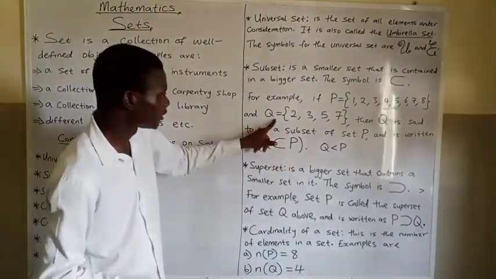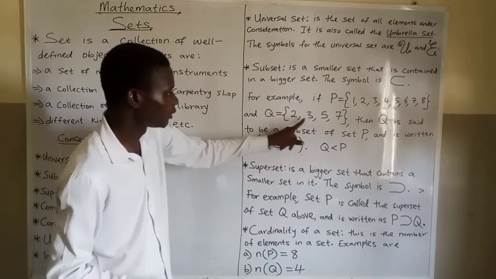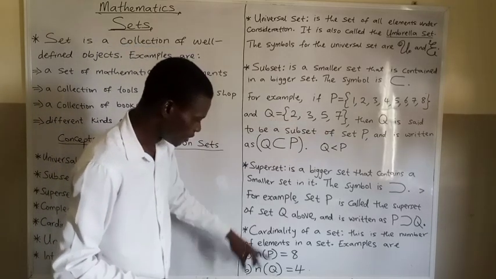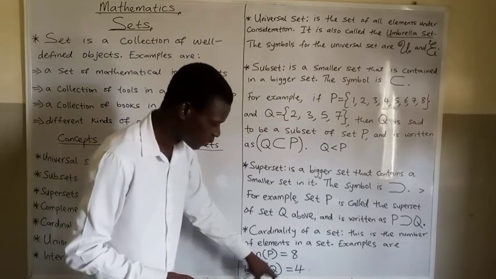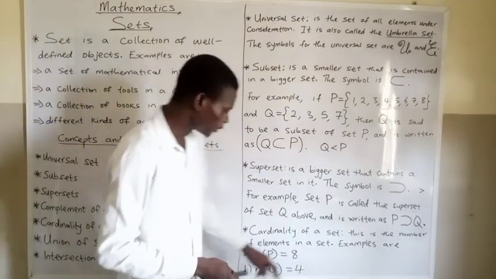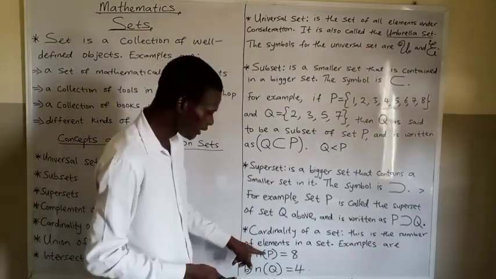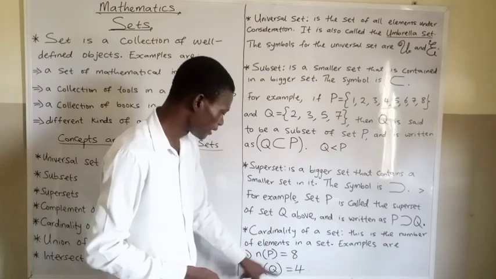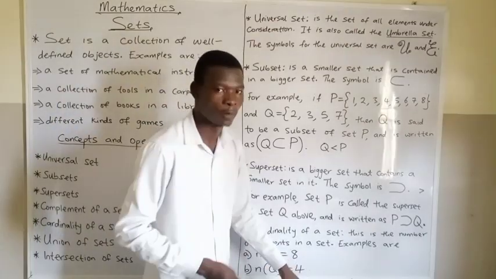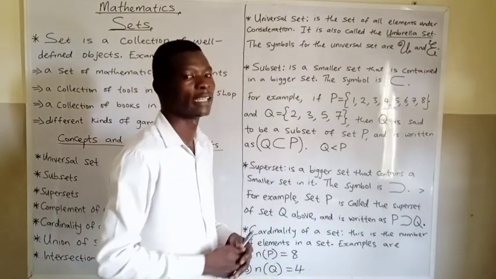And in the case of set Q, how many elements are we having there? 1, 2, 3, 4. So the number of elements in set Q is 4. So it is also called cardinality of P is 8. Cardinality of Q is 4. Talking about the number of elements in a set.